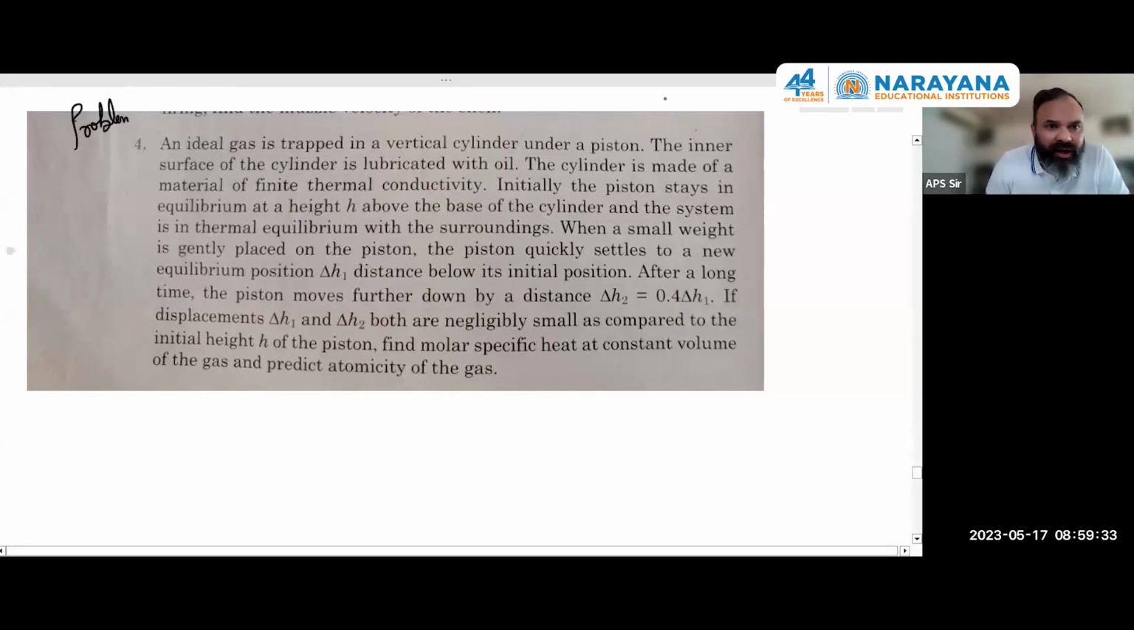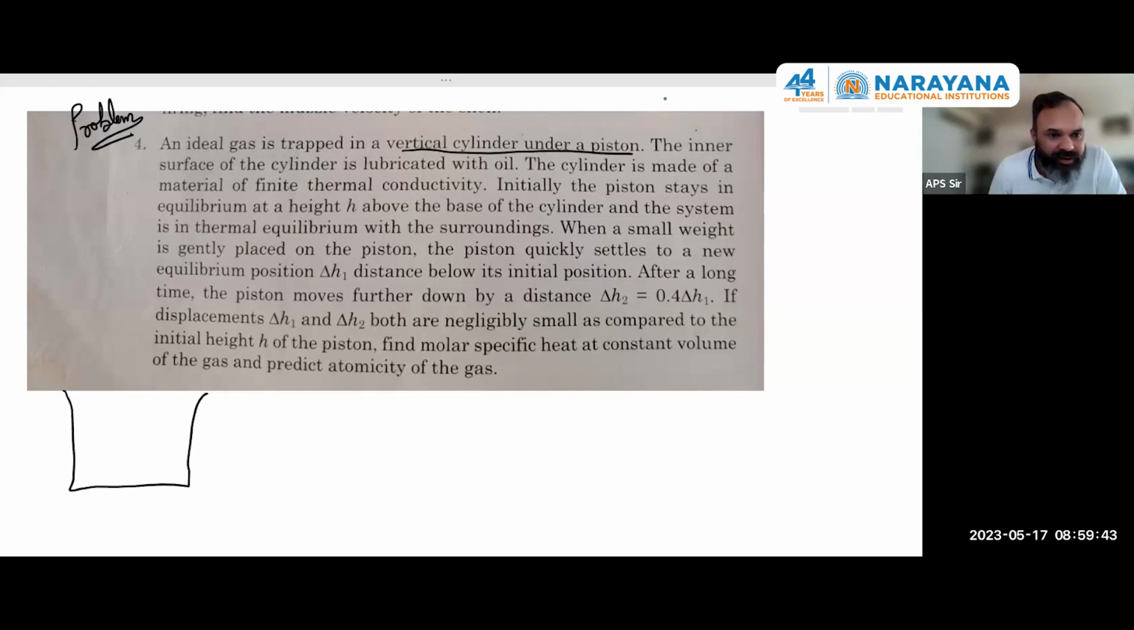Here there is an ideal gas which is trapped in a vertical cylinder under a piston. So I'll just scribble a few things. This is, let's say, my ideal gas. There is some piston. There is some mass also. I'll put it there. So this is a piston having a mass of capital M. The inner surface is lubricated with oil, so no friction.